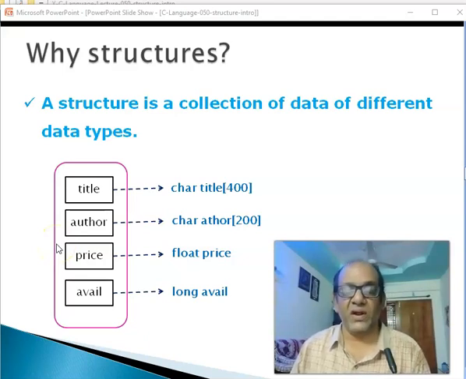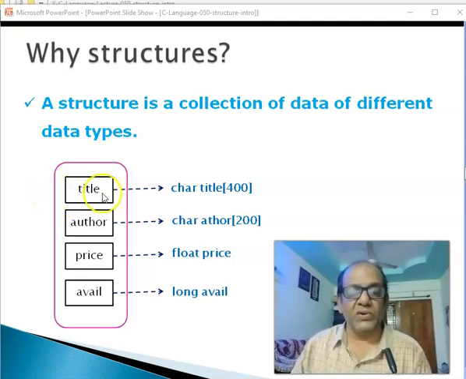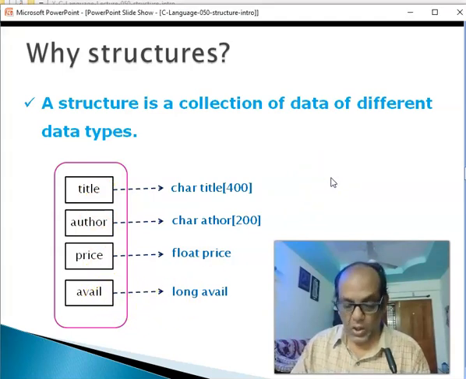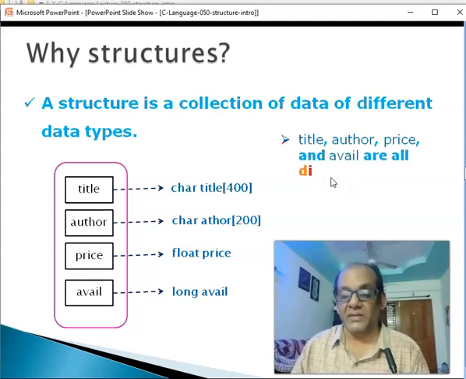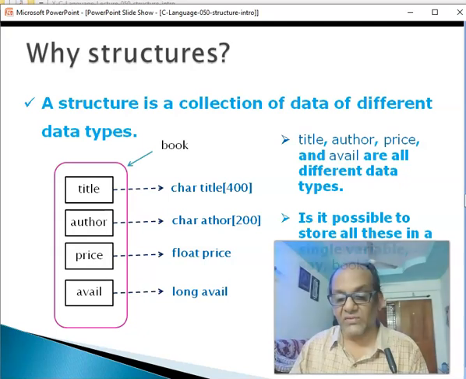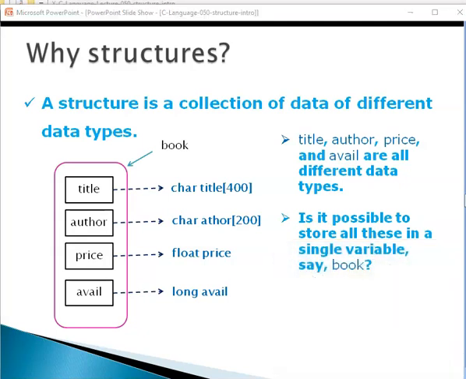What is the use of a structure? For example, you have a big book publisher. That publisher has several books, and each of the books has these 4 properties. Of course, there may be 100 other properties, but these 4 we are just considering as an example. All these 4 properties have different data types. So a structure can store objects of different data types. Is it possible to store all these in a single variable? Yes, it is very much possible, and that is what we are looking into.